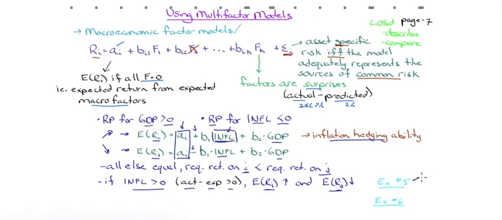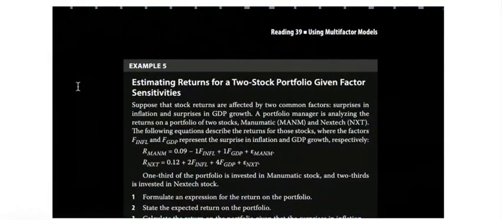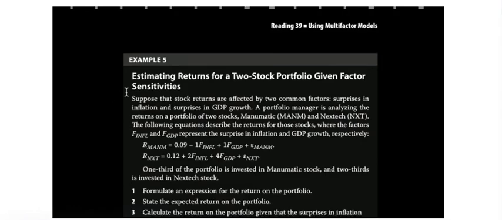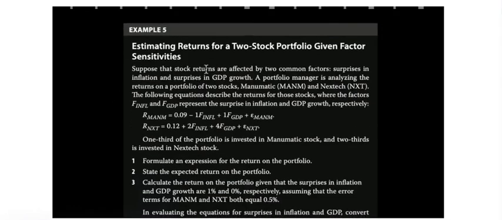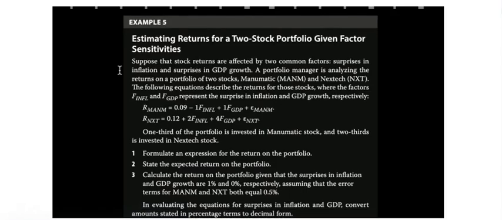Let's walk through example 5 and example 6. Okay, example 5 uses the 2 factors we just talked about, GDP and inflation. Suppose that stock returns are affected by 2 common factors, surprises in inflation and surprises in GDP growth. A portfolio manager is analyzing the returns on a portfolio of 2 stocks, Manumatic and Nextech. The following equations describe the returns for those stocks where the factors for inflation and GDP represent the surprise in inflation and GDP growth respectively.